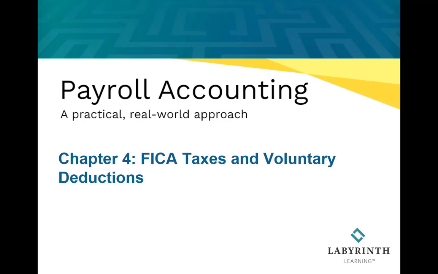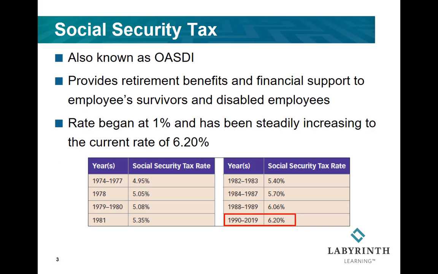Federal Insurance Contributions Act. These are contributions to fund the Social Security and Medicare benefits. Social Security tax is known as OASDI: OA for old age, S for survivors, and DI for disability insurance. Initially, this tax was just for retirees, but has expanded to provide financial support to employees, survivors, and disabled employees.